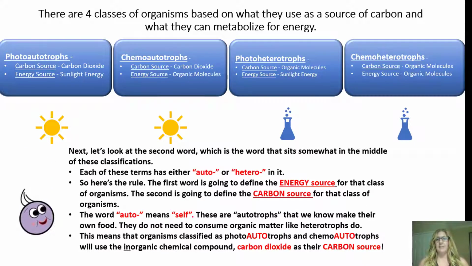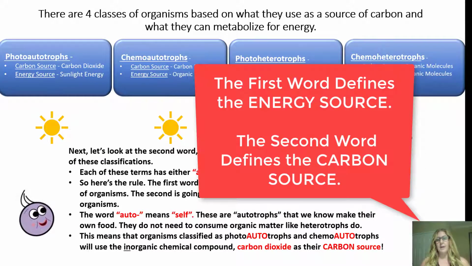Next, let's look at the second word that we see in these classifications. We see that each of these terms either has auto or hetero in the middle of it. So here's the rule again. The first word is going to define the energy source for that class of organisms. The second word is going to define the carbon source for that class of organisms.